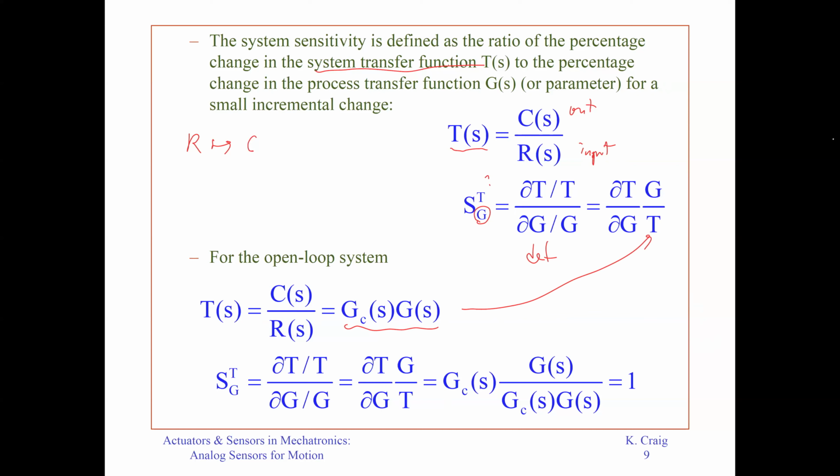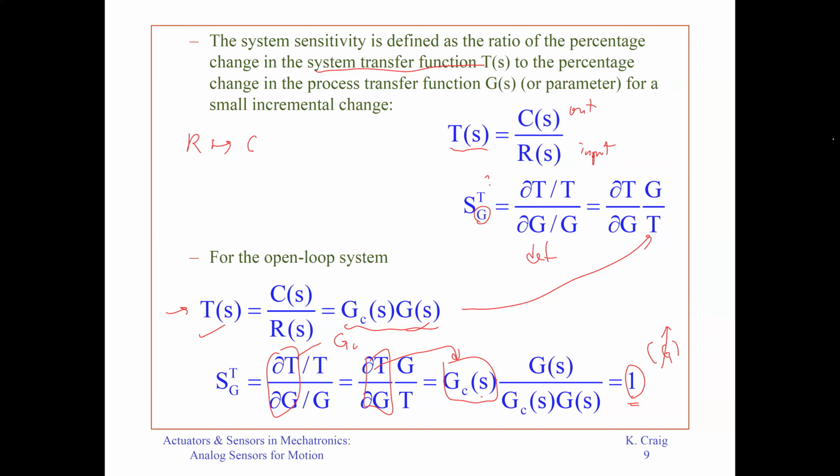And so you can see, partial T to partial G. What's left? It's GC left. Then this is my GC, this is my partial T here. So G divided by T. G is here, and T is GC times G, like we said here. Together, you get a one. And it's nothing to do with what your G is. No matter how your G changes, this is always one.